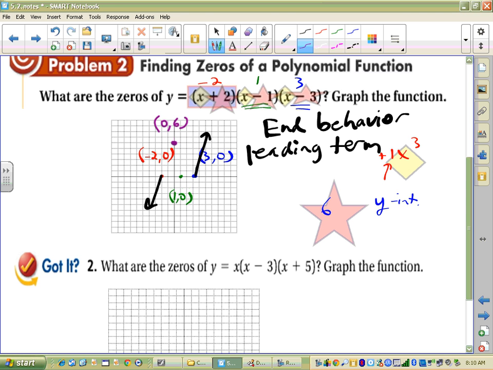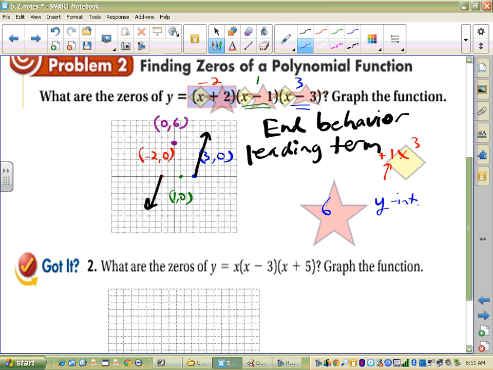And that's it. If you're asked to graph one of these, you need the end behavior, the zeros, and the y-intercept. Other than that, I could care less. If you just plotted those points, that'd be good enough for me. I'd be happy with that. Questions, comments, concerns, short debates about that.